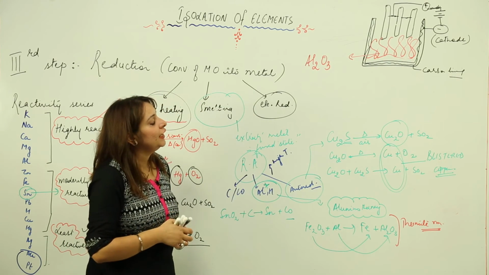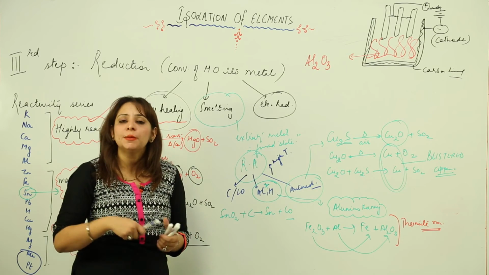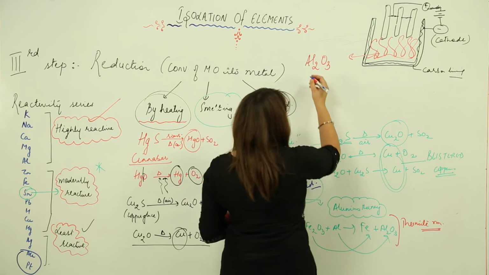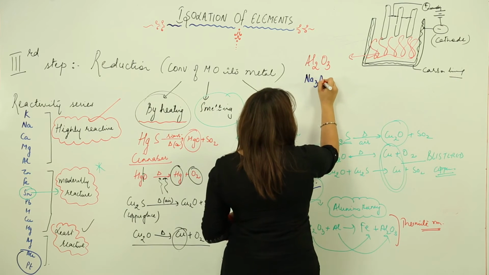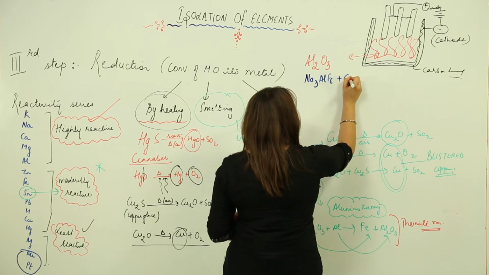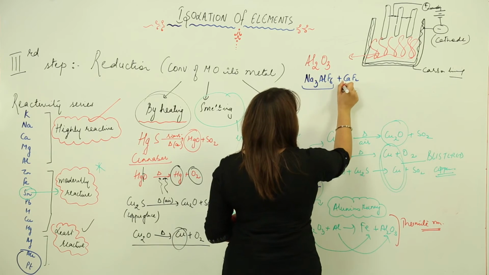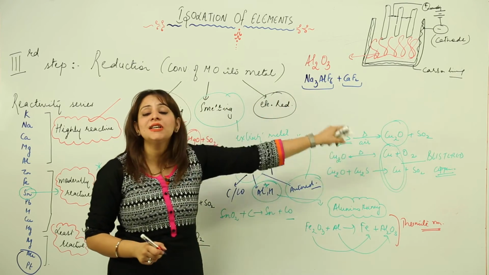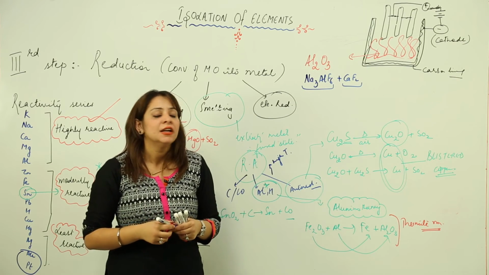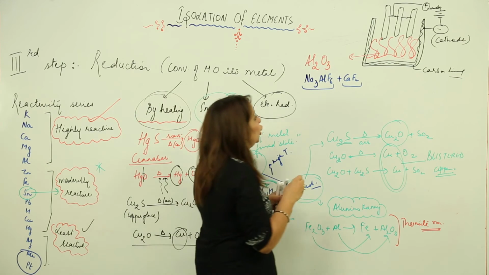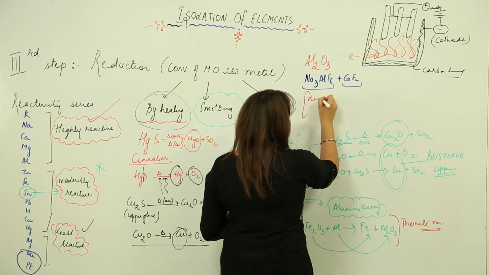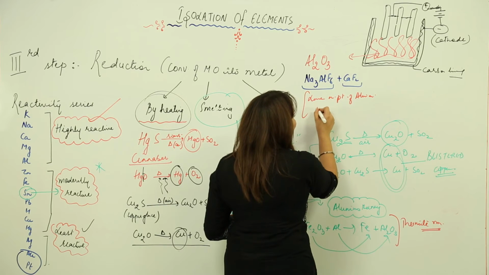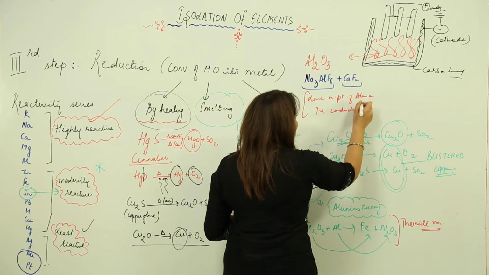Now you know that when we are carrying out electrolysis of alumina or some other electrolyte also, we add certain substances to it. Like in case of alumina, we add two substances, Na3AlF6 and CaF2. This is cryolite and this is fluorspar. Why am I adding these substances? These substances actually lower the melting point of alumina, or you can say they increase the conductivity.